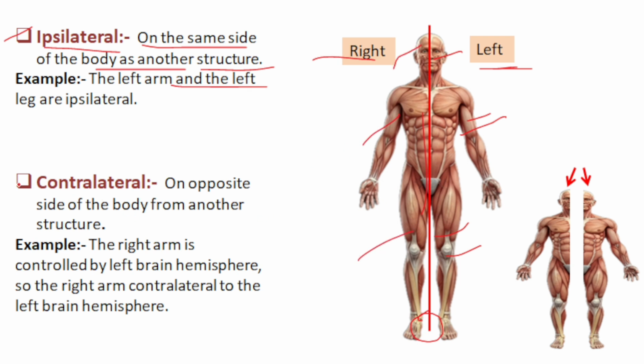Then contralateral. The organ or structure that is present on the opposite side of the body from another structure is called contralateral. For example, the right arm is controlled by the left hemisphere, or the left brain hemisphere. So the right arm is contralateral to the left brain hemisphere. So if the structure is present on the same side, it is called ipsilateral. If it is present on the opposite side, it is called contralateral.